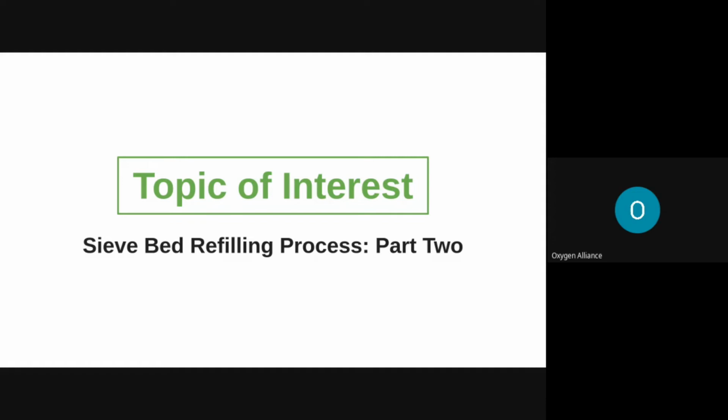After cleaning the bed, the next step is to actually refill the sieve bed. The following are the things you need to look into when you are refilling the sieve bed with zeolite. The first thing you need to put into consideration is the zeolite combination. You need to pay attention to the model of the concentrator because some might require just one type of zeolite. We know that there's the lithium-based zeolite and the sodium-based zeolite. So we need to pay attention to that.